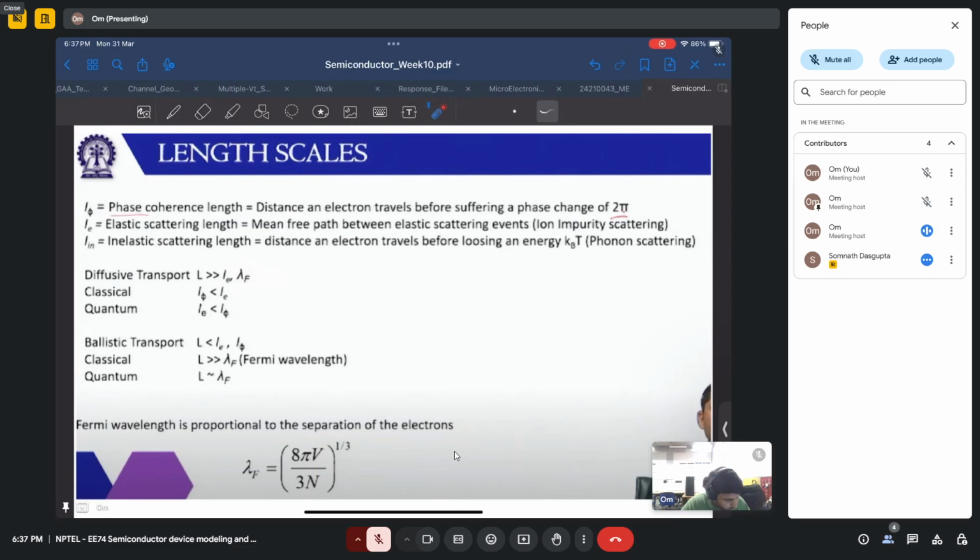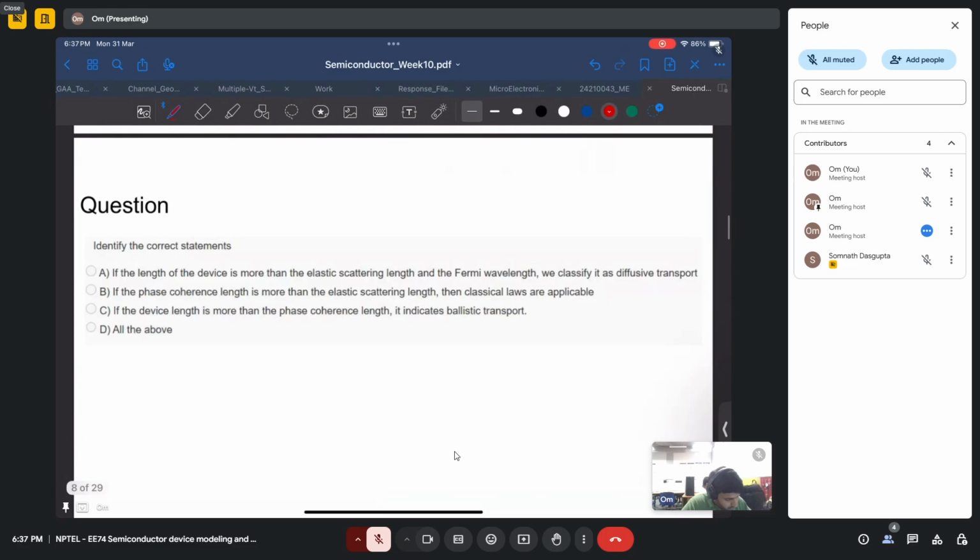So for diffusive transport, L is greater than Le and lambda f. So what was our first option? If the length of the device is more than the elastic scattering length, that is L is greater than Le and Fermi wavelength lambda f, we classify it as diffusive transport. Right. So this one is correct. Let's see if others are correct.